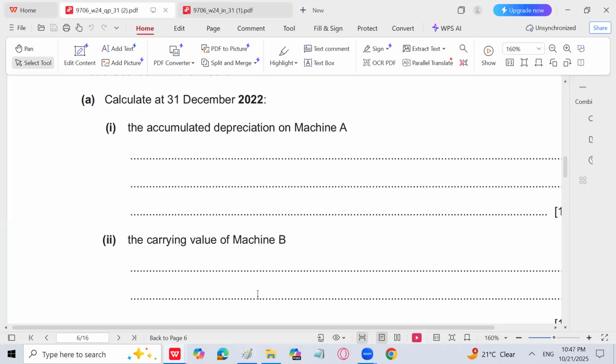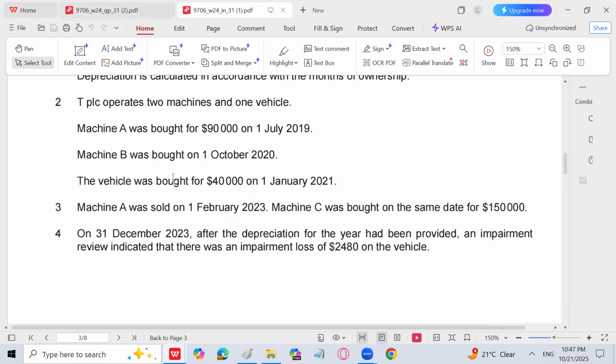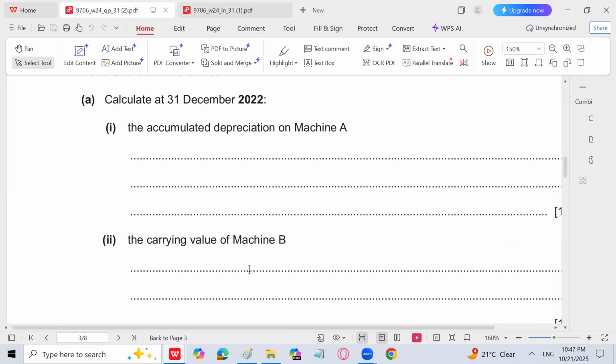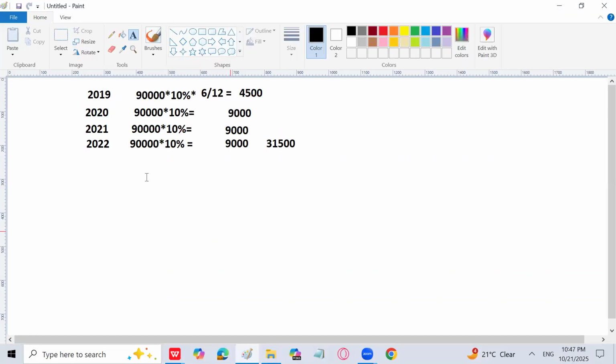Now let's go for the next part of the question. We have been asked to find the carrying value of machine B. Carrying value means the book value after depreciation. Machine B was bought on 1st October 2020, by which time machine A had already been bought. We need to find the carrying value of machine B on 31st December 2022. So let's calculate it.